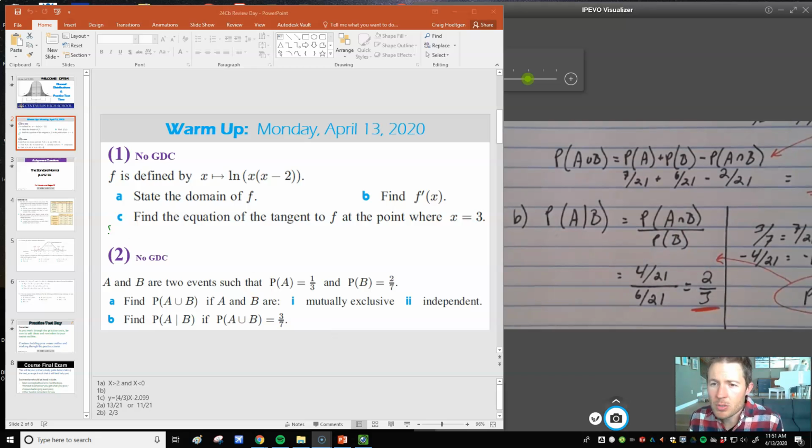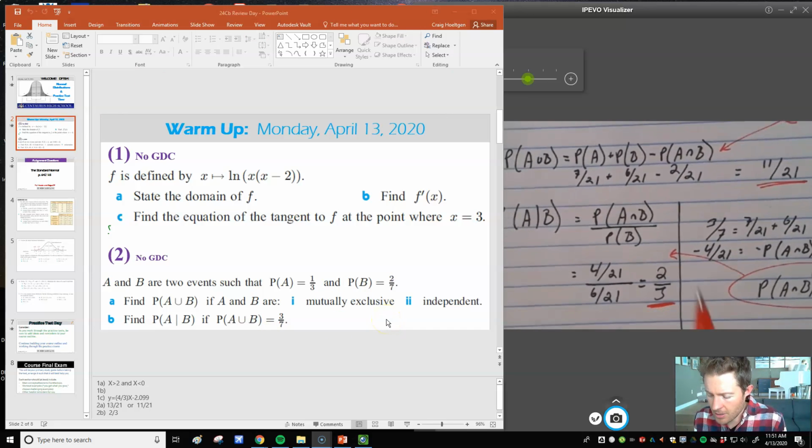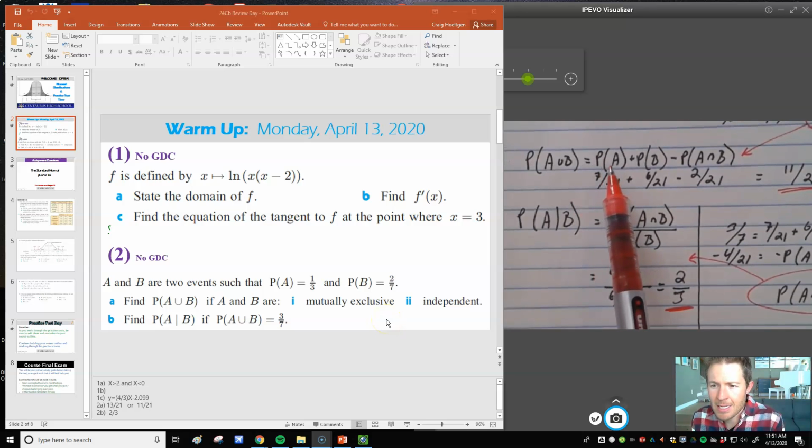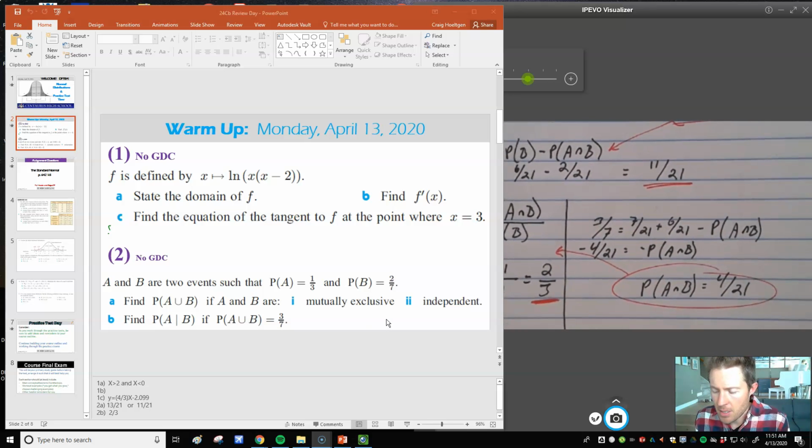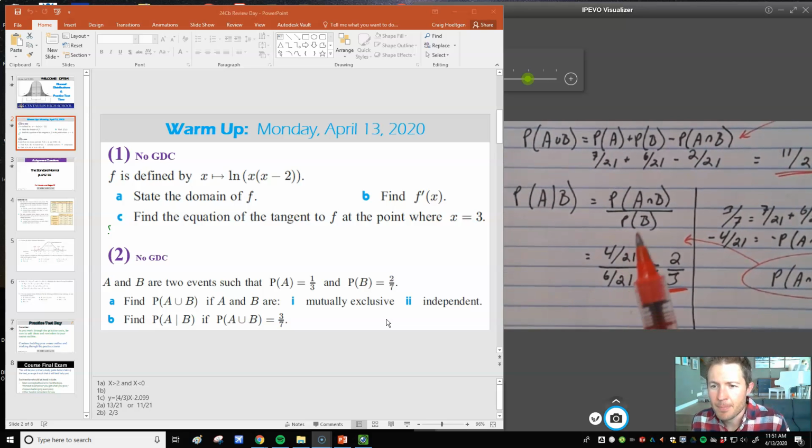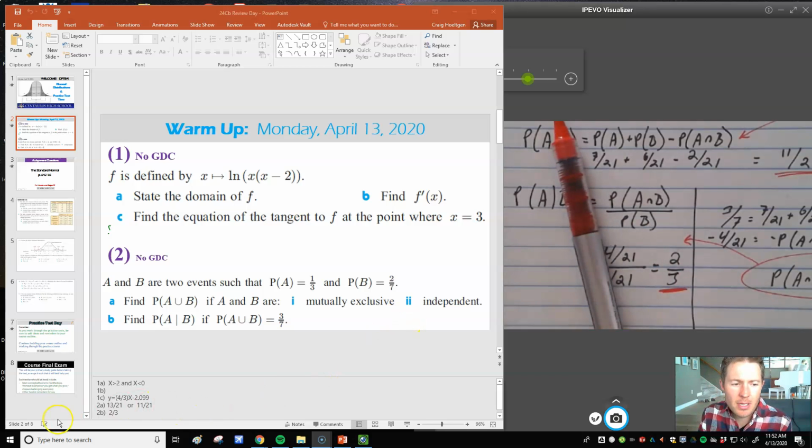To do that, I'm going to use what they've given us on the union, because over here they told us what the union is. Since they told us that union, I'm going to plug into this union equation here. Here's our union, the probability of A, the probability of B, and we're solving for our intersection. Plug in, be careful, and I do believe you're going to get the intersection is 4/21. Now that we have that, we can go in over here and plug back into this. The intersection is 4/21. Probability of B is 6/21. Simplify, and I do believe you're going to get 2/3 there.